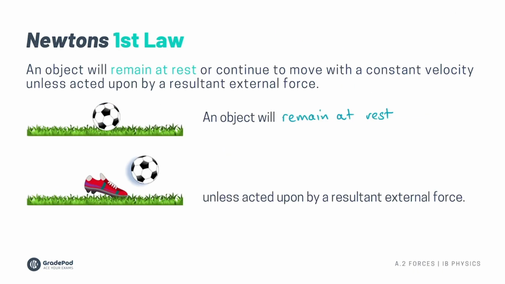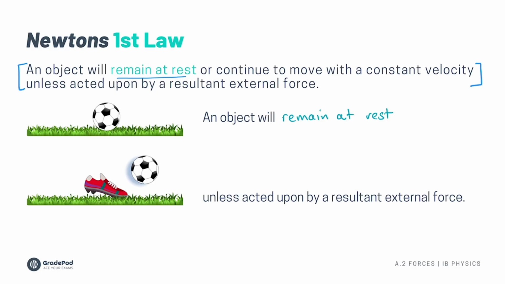The first law, unsurprisingly, is called Newton's first law. The definition of Newton's first law is here, and this is something you'll have to memorise. An object will remain at rest or continue to move with a constant velocity unless acted upon by a resultant force. I'd like to really delve into this in a little bit more detail because there are 2 key elements here.